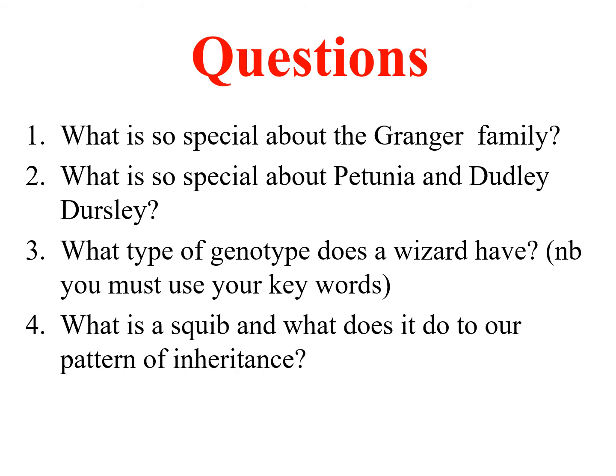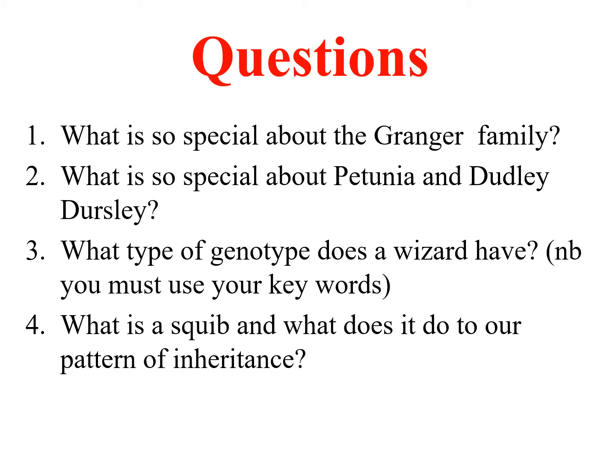A couple of questions about the previous slide. What is so special about the Granger family? Well, the Granger family have an offspring that suffers from a particular disorder while both parents do not have the disorder in their phenotype. What is so special about Petunia and Dudley? Well, even though they are both phenotype of healthy, it's quite possible that they are heterozygous, in which case it is also possible that they could have offspring that will have the recessive phenotype depending on who their partner was. And again, that could appear in later books.